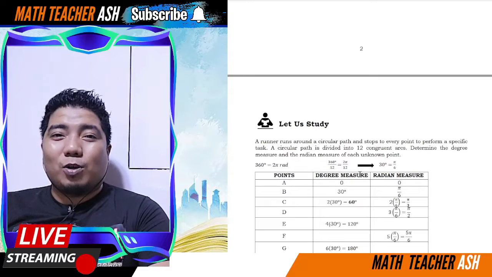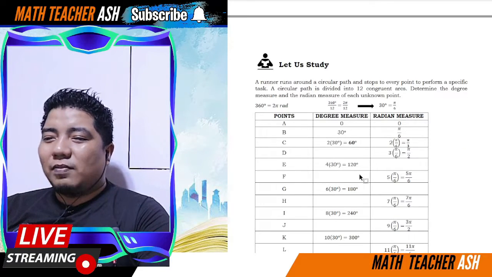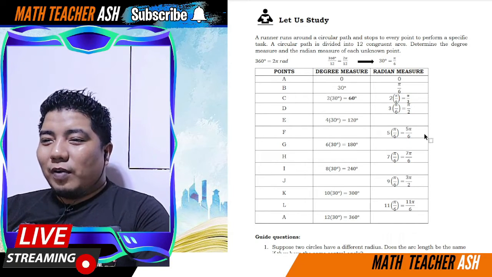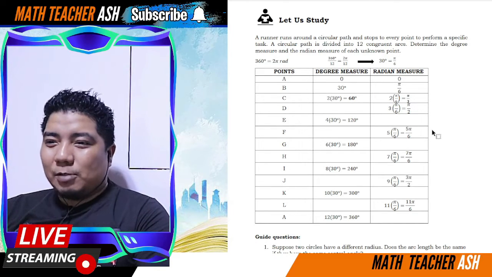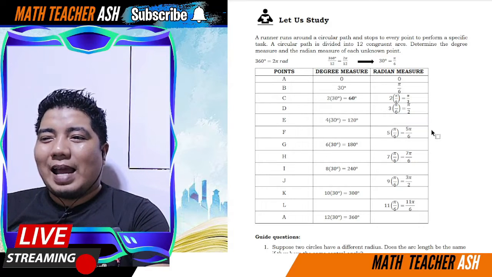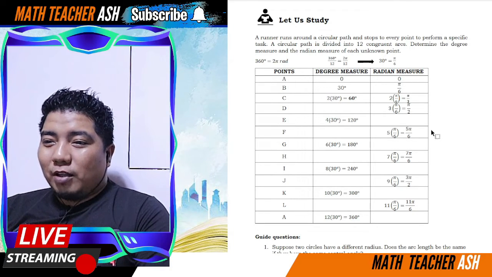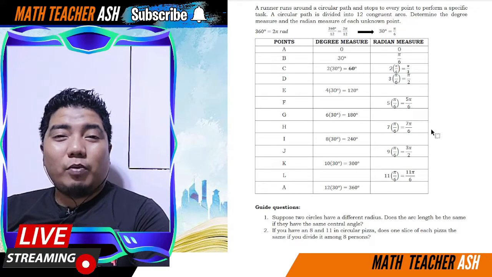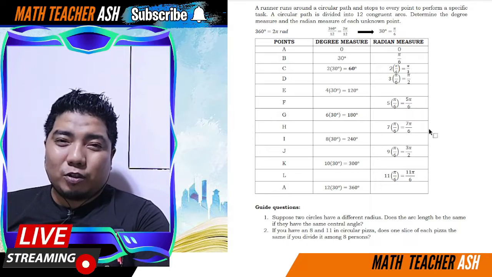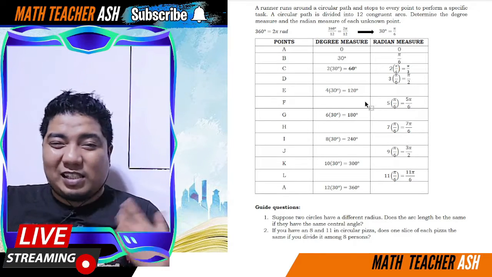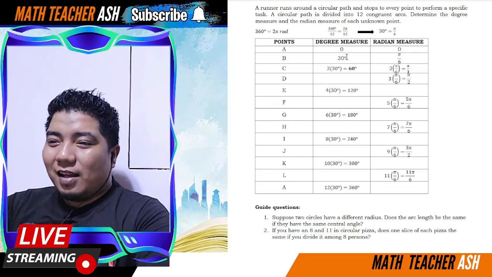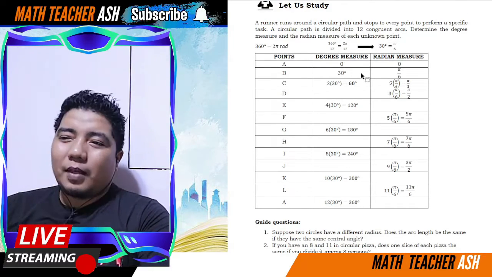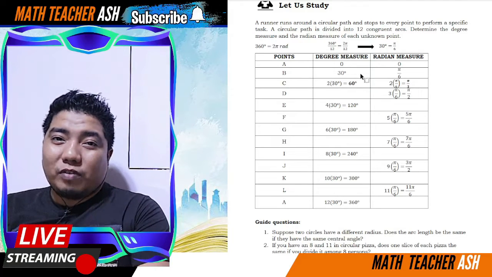Now let us go to the start of the topic, which is the conversion of how an angle is represented. An angle measurement can be represented in two ways: degree measure or radian measure. For the degree measure, yun yung mga 30 degrees, 60 degrees, yung may maliit na superscript na symbol. And for the radian measure naman, this is the use of pi.